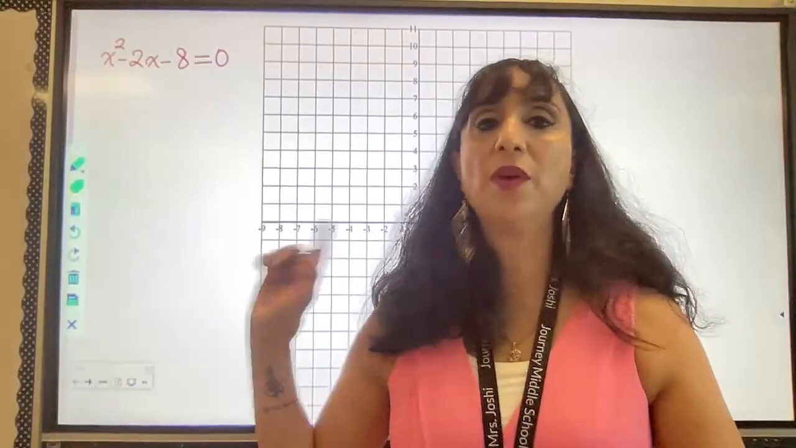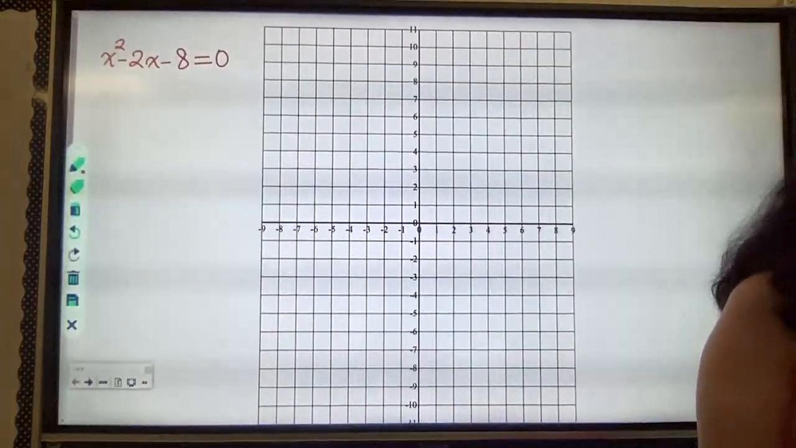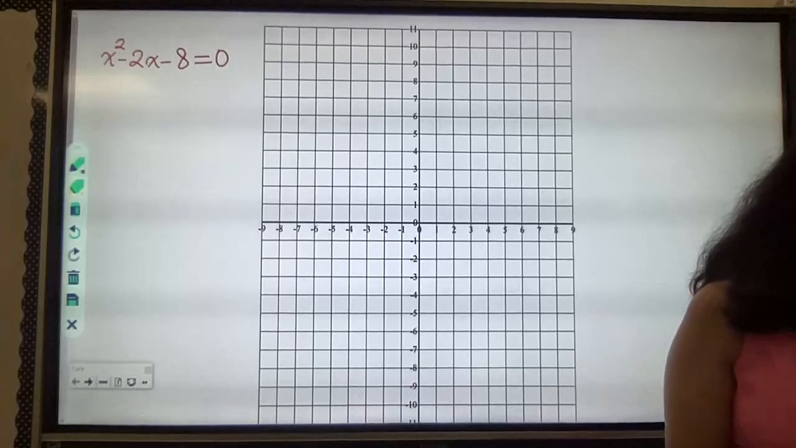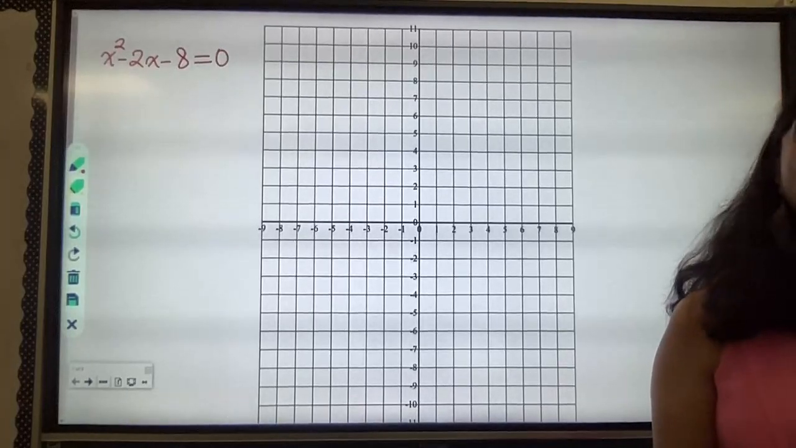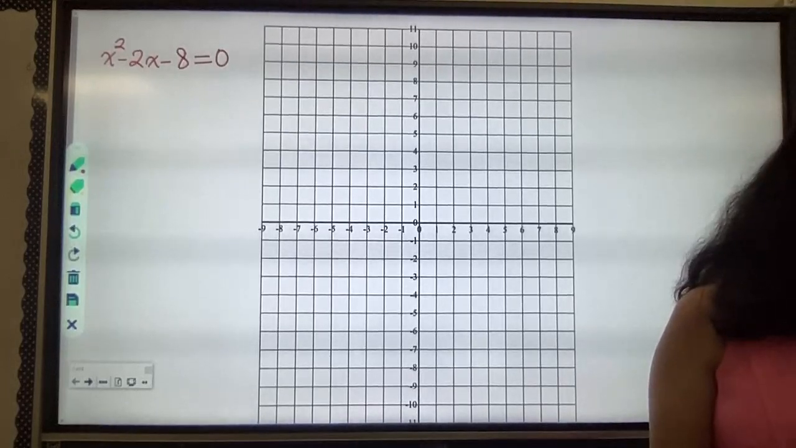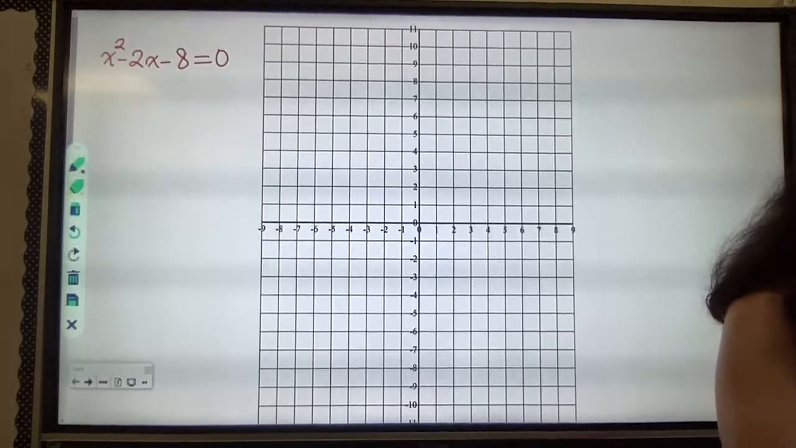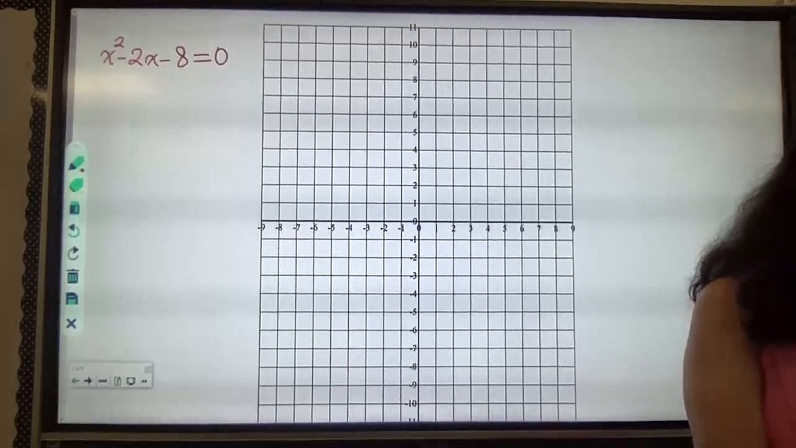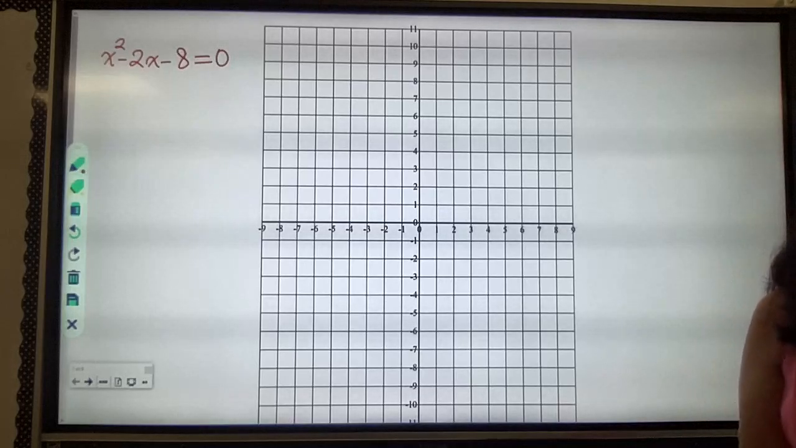All right, so here's a problem up here, and we have a trinomial given to us, and we are going to solve this, and then we're going to check our solution. You're going to use the roots of x squared minus 2x minus 8 is equal to 0 to sketch the graph of the related function. So first thing that I'm going to do is go ahead and factor this out.